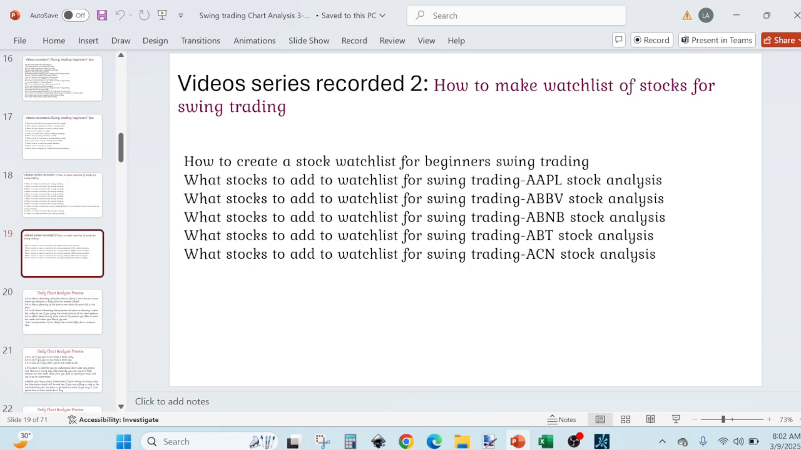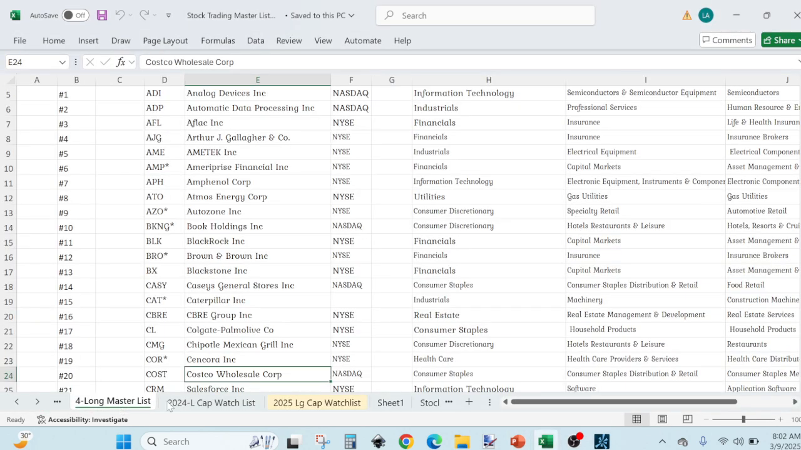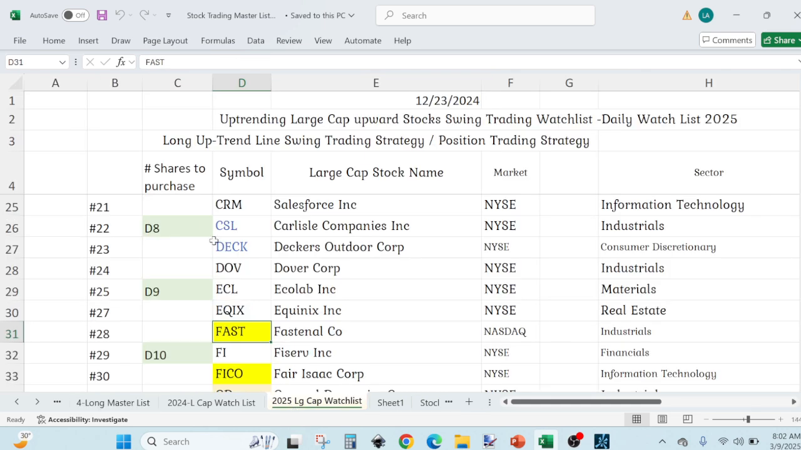When we are done with that, we have another series that will start as well, just to show you the whole process of when you find the stocks, how you will analyze them to see if they are worth adding to your watch list. That's how you handpick stocks to create your watch list. Have a long list and then pick out of it to form your watch list for the year.